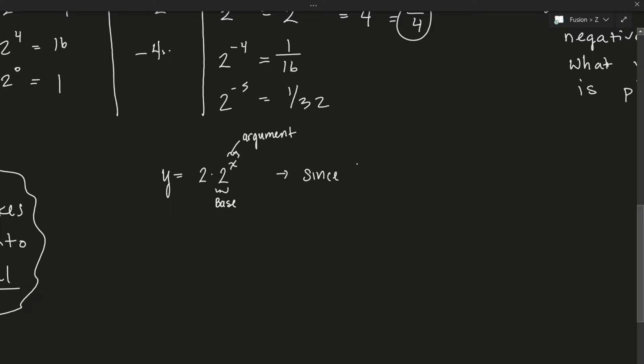Since they have the same base, the exponents add. So this is the same thing as saying 2, and the exponent on this one is like 1, right? Because there's none there. If you don't see a 1, then it's a 1. So it's 2 to the x plus 1.